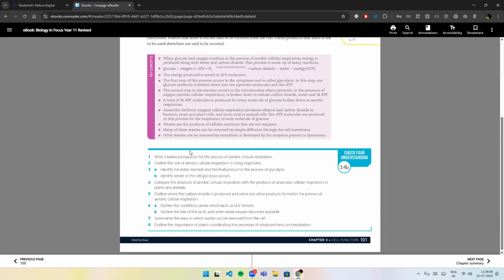Wastes are the products of cellular reactions that are not required. Many of these wastes can be removed by simple diffusion through the cell membrane. Other waste can be removed by exocytosis or destroyed by the enzymes present in lysosomes.